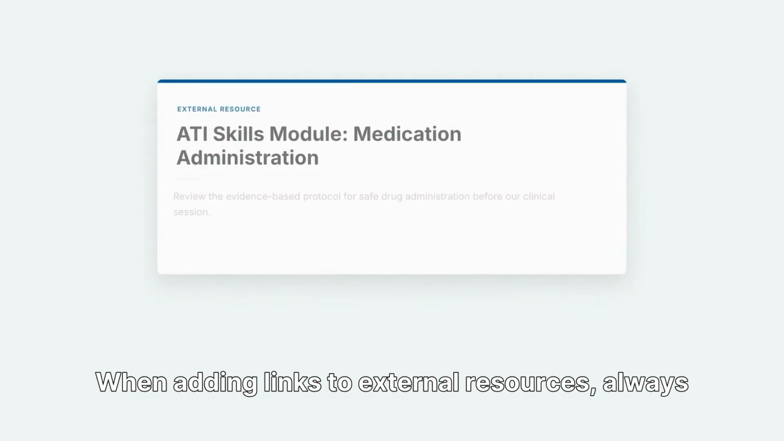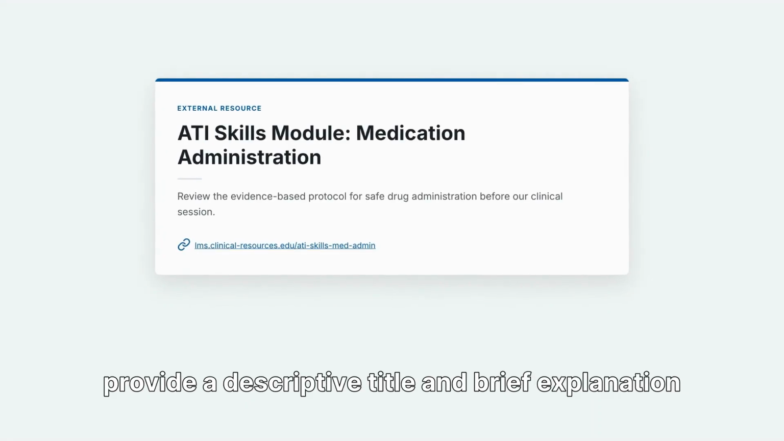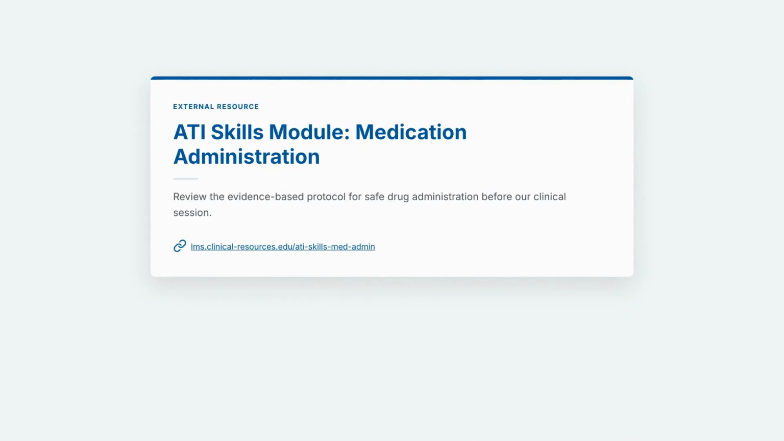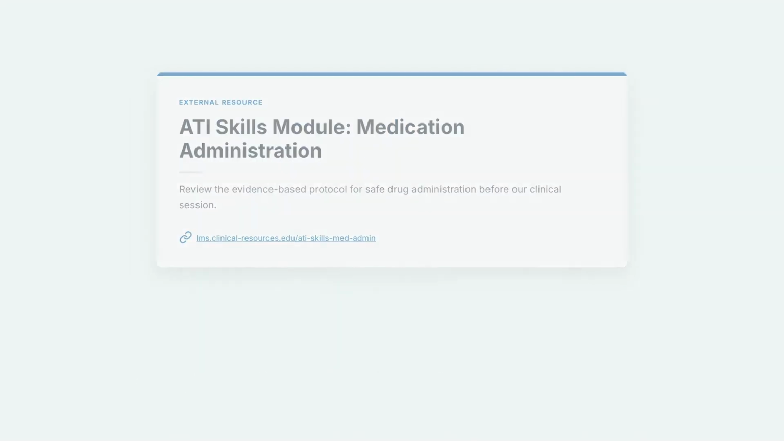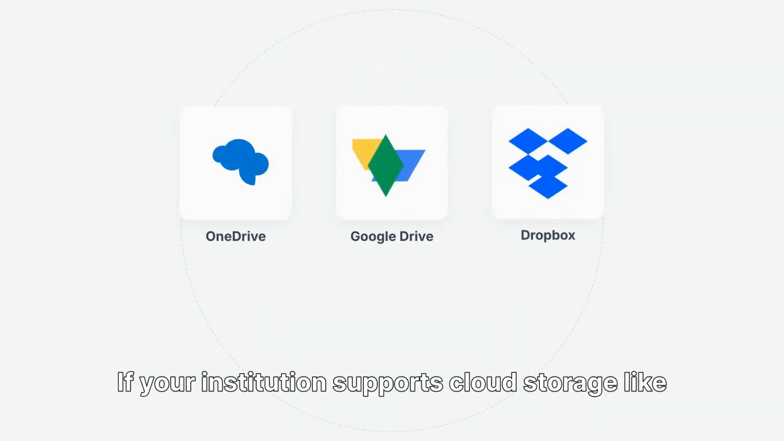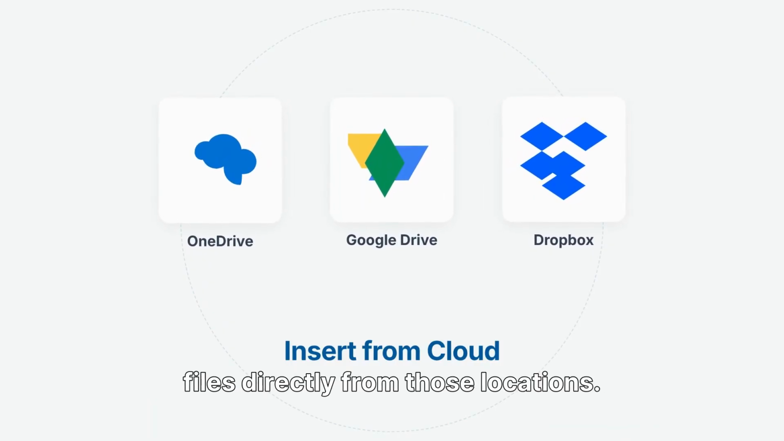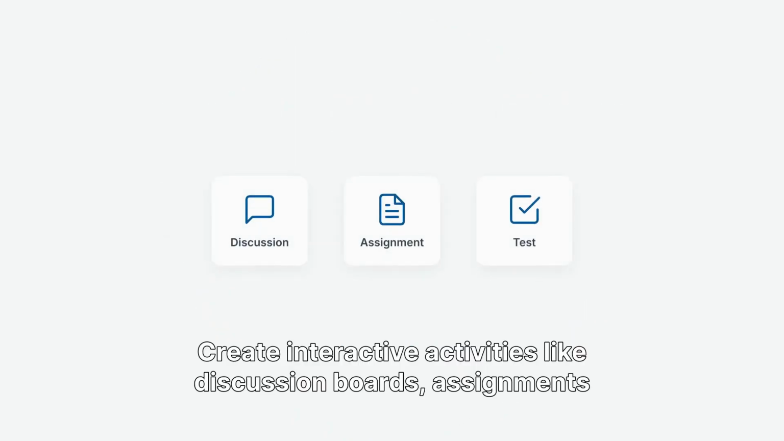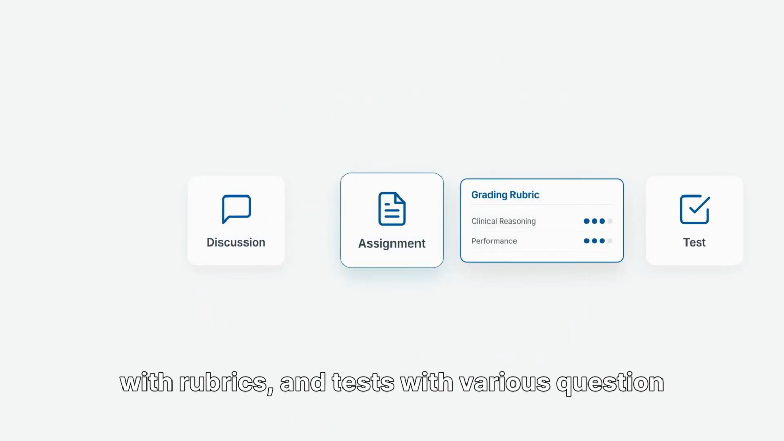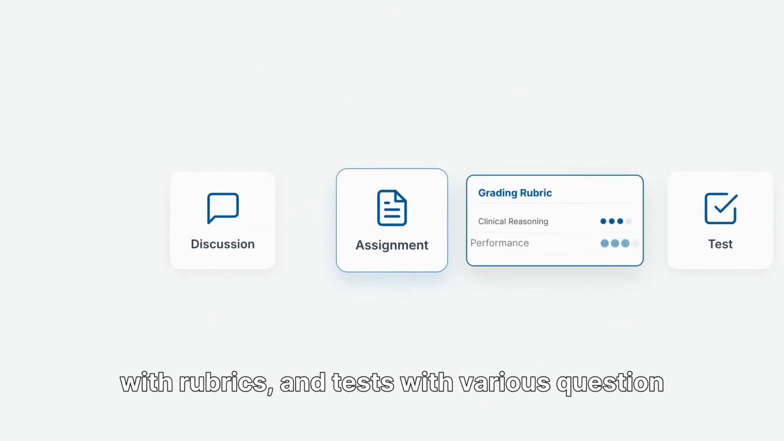When adding links to external resources, always provide a descriptive title and brief explanation so students understand their importance. If your institution supports cloud storage like OneDrive or Google Drive, you can insert files directly from those locations. Create interactive activities like discussion boards, assignments with rubrics, and tests with various question formats.